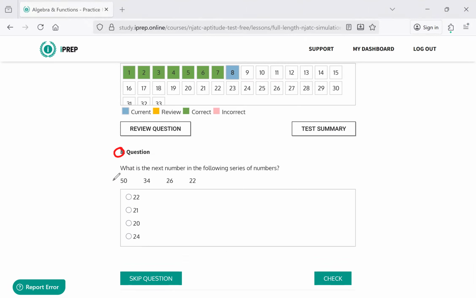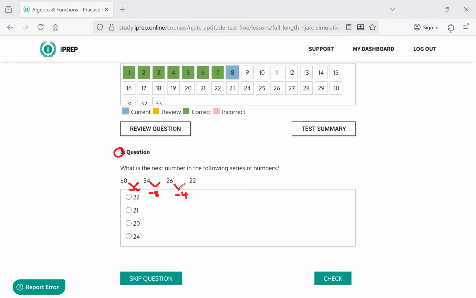So question 8 says, what is the next number in the following series of numbers? We have 50, 34, 26, 22. So let's see here. From 50 to 34, what did you have to add or subtract? I think you had to subtract 16. From 34 to 26, you had to subtract 8. And then from 26 to 22, you had to subtract 4.